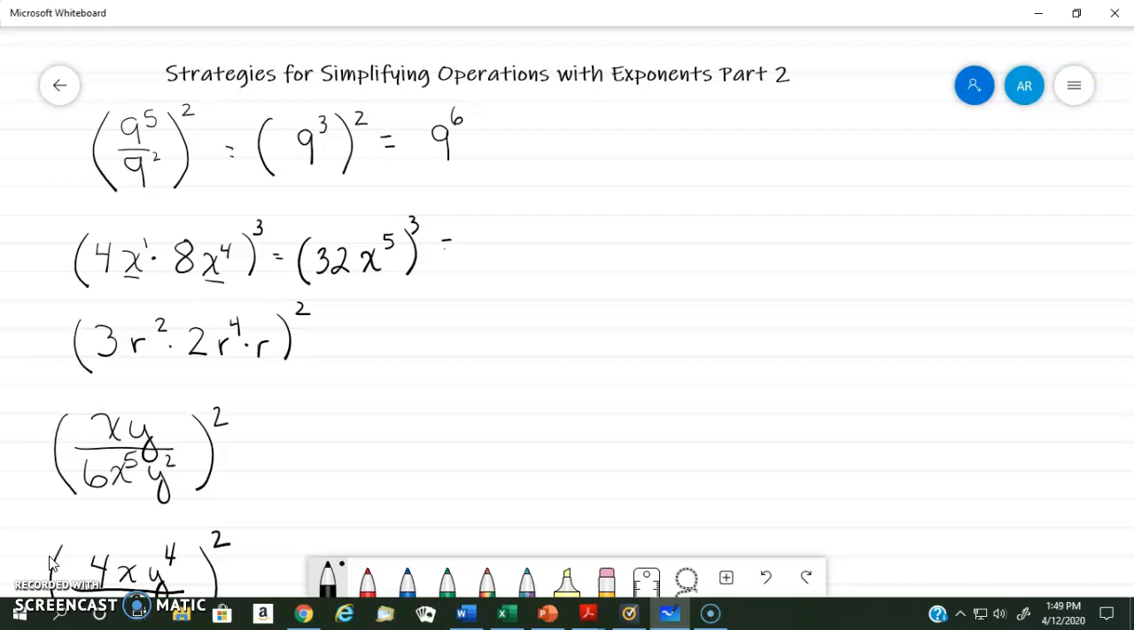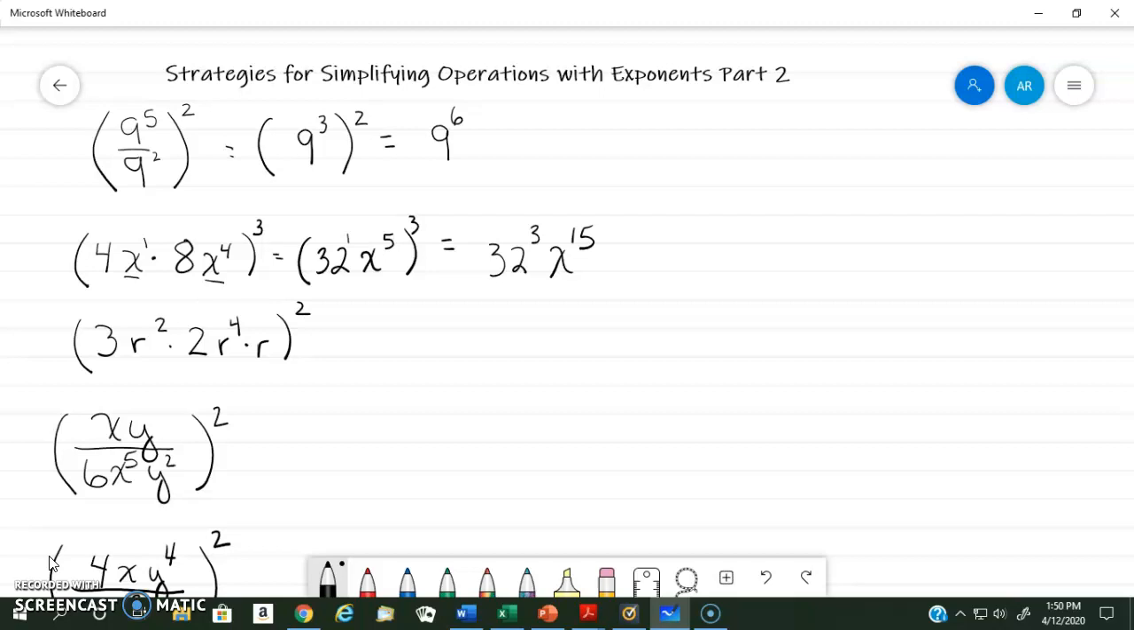So now I'm going to apply the power of a power rule. And I'm going to get, this is really 32 to the first power. So I'm going to get 32, 1 times 3 is 3, so 32 cubed. And then I'm going to get x, and 5 times 3 is 15. And then I would go ahead and do 32 cubed. I'm not going to bother with that. You can do that on your calculator. We get 32 cubed, x to the 15th.